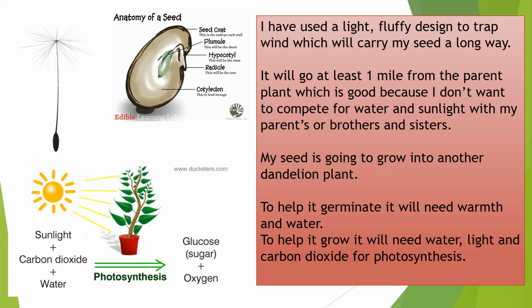So this is kind of my example of one where I've drawn a seed. I've got why I want to be a seed, what I use for photosynthesis, light and fluffy, designed to trap wind, which will carry my seed a long way. I'll go at least 1 mile because I don't want to compete for water and sunlight. My seed is going to grow into another dandelion plant. To help it germinate, we need warmth and water. To help it grow, it will need light, water, and carbon dioxide for photosynthesis.